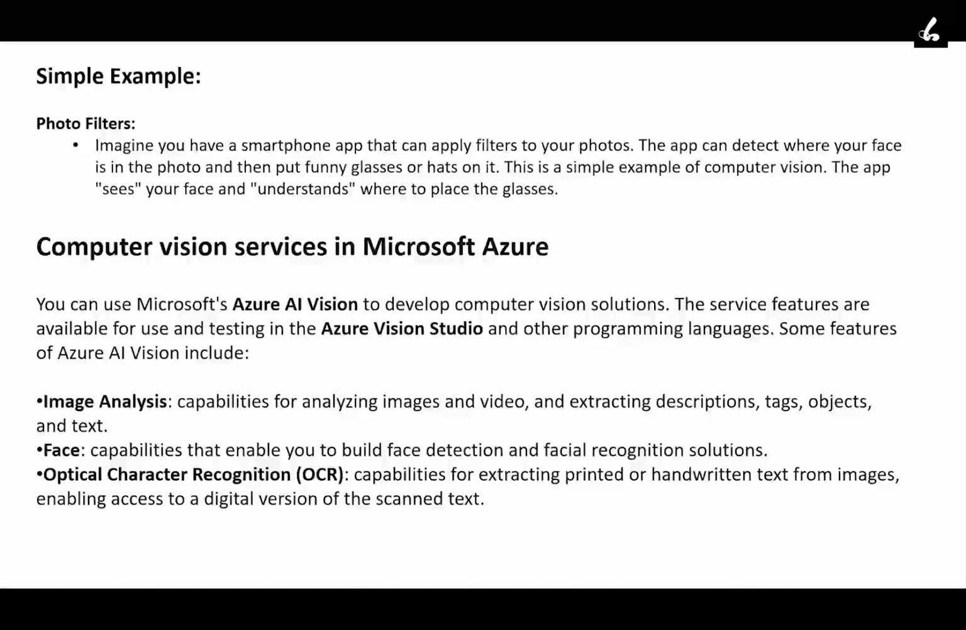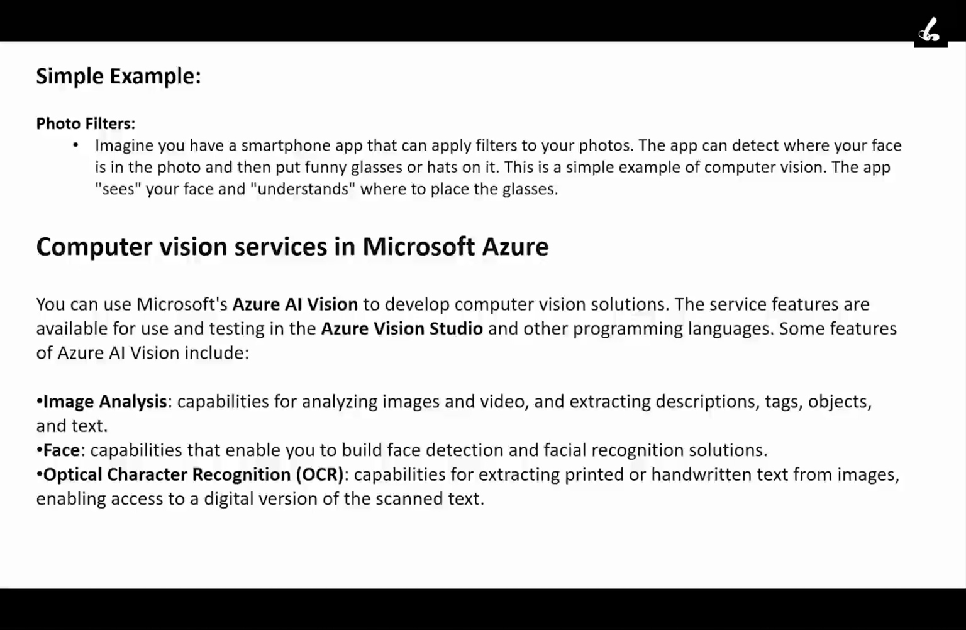The features of Azure AI Vision include image analysis. This provides capabilities for analyzing images and videos and extracting descriptions like tags, objects, and text. Like what the image is of, whether the image has any tags, any objects, or any text. It can be analyzed by the image analyzer of Azure.